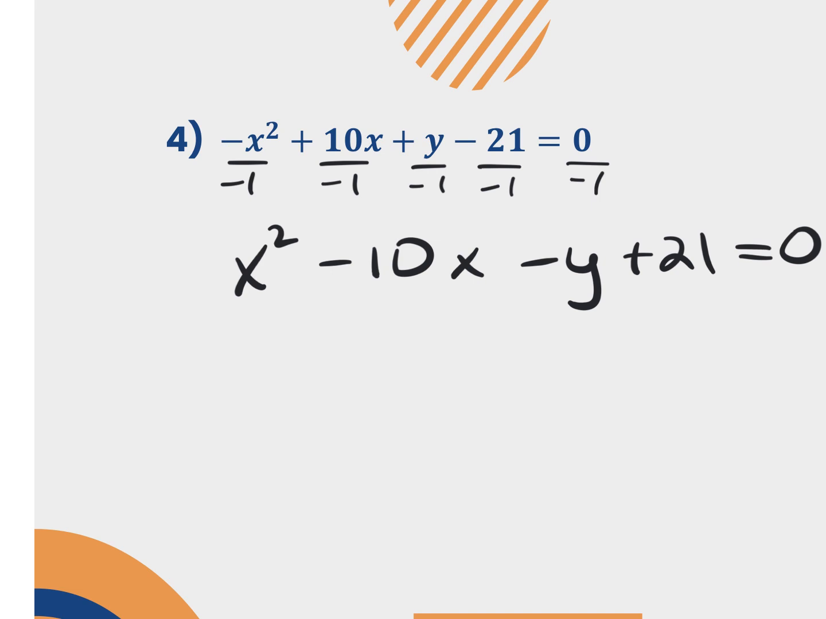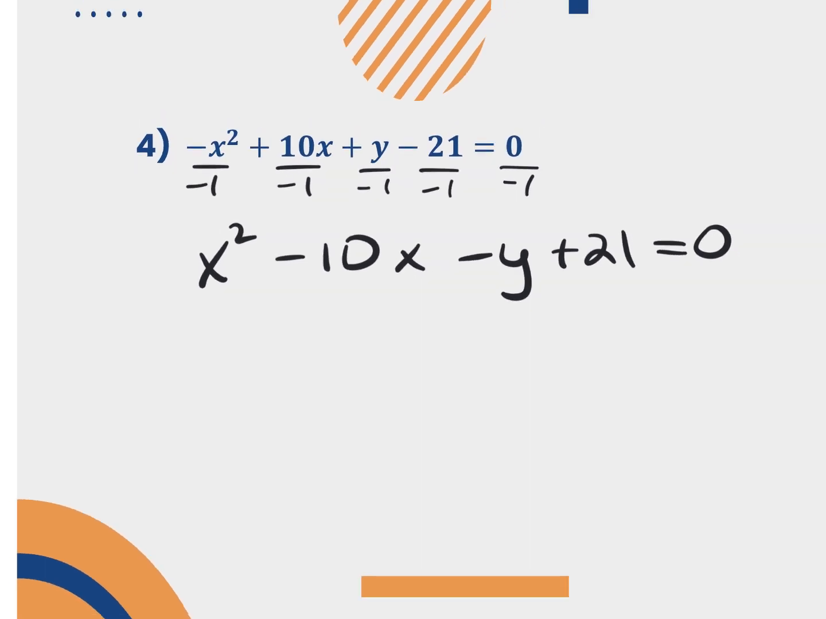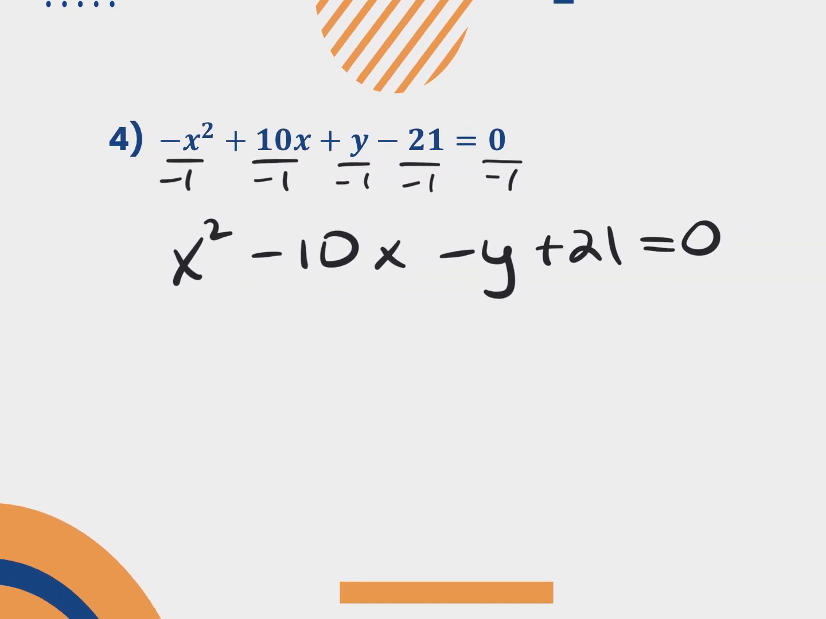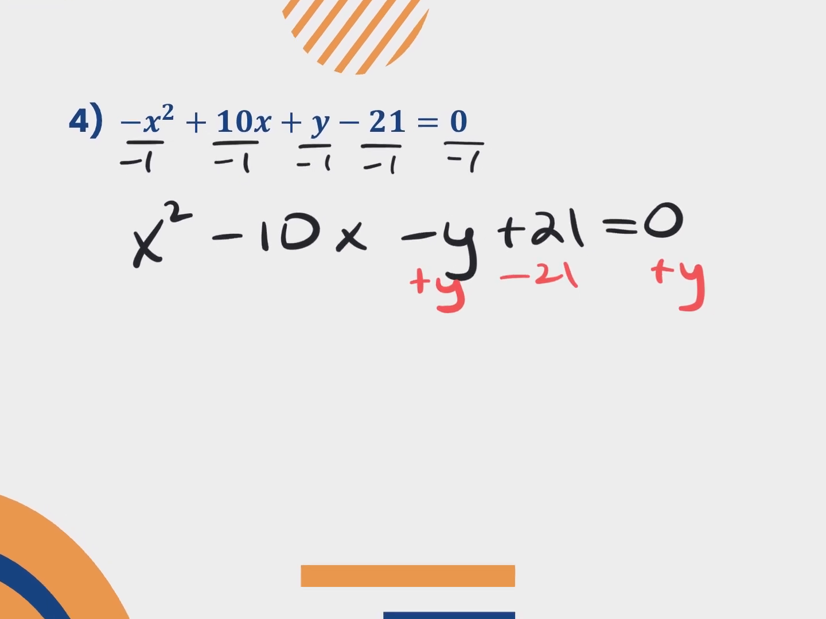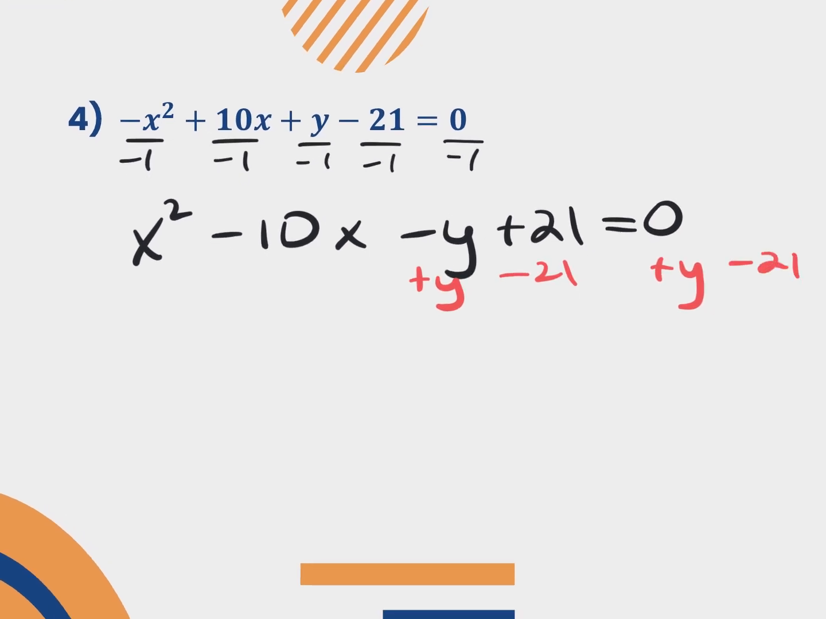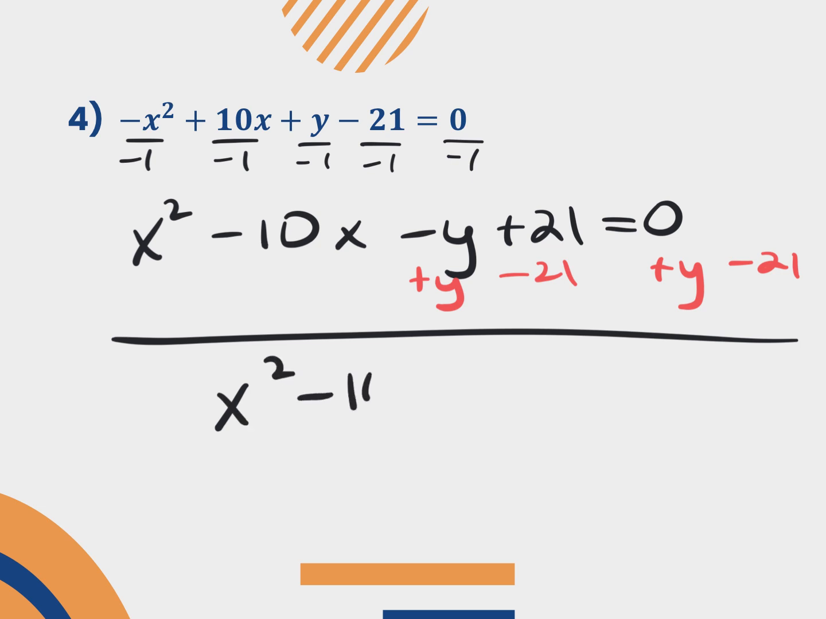So remember, for the parabola, we need to take the term that doesn't have a square and move it to the other side with the constant. So here I actually have to move the y to the other side and the 21. If you want to do it in 2 steps, you can. I'm just going to do it all at once. And then now I've got my square term that I'm going to complete the square for, and then the y minus 21.